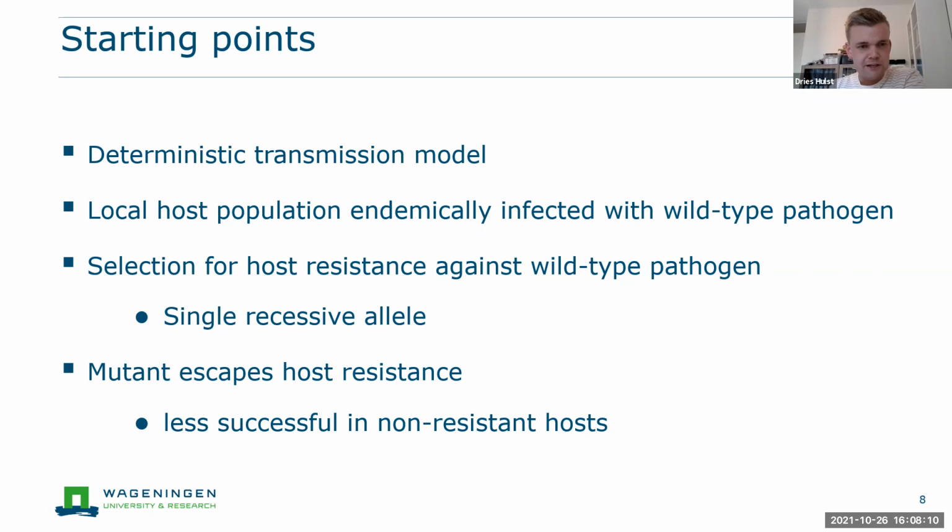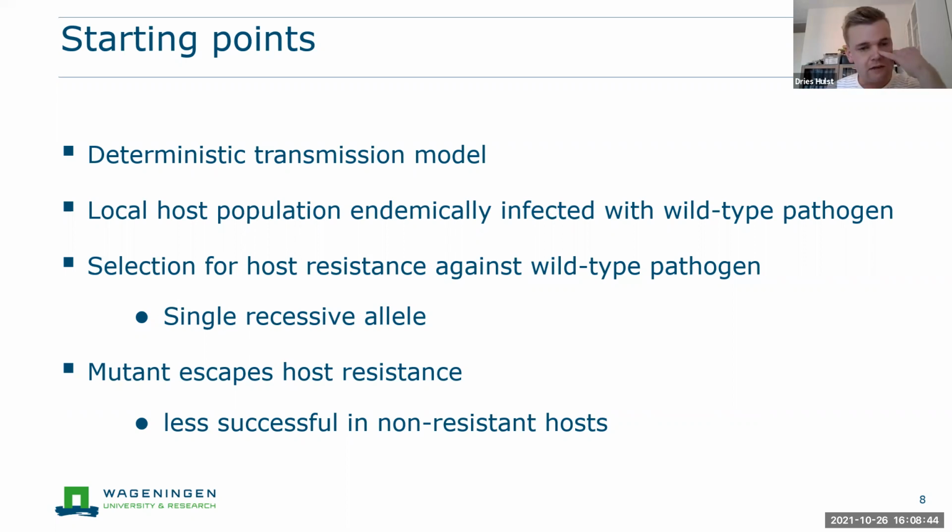To make it a bit easier, for now we assume that this host resistance is determined by a single recessive allele. So there are only two genotypes here, either the resistant genotype or the non-resistant genotype. And then the interesting part comes, because when we have started selecting for resistance, mutants of the pathogen also emerge, and they can invade into the host population.